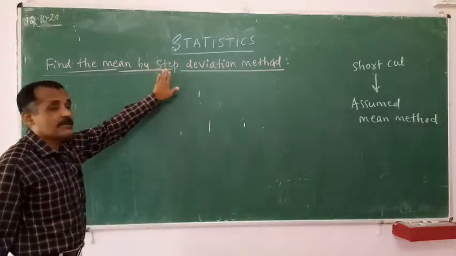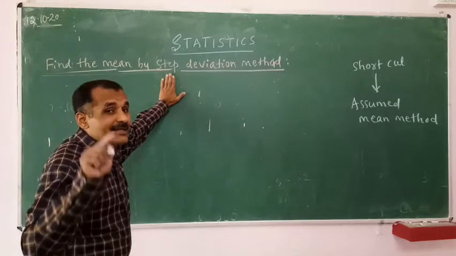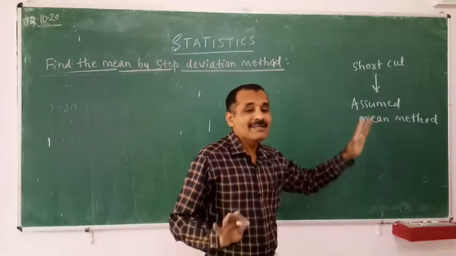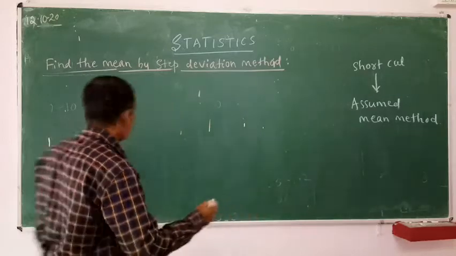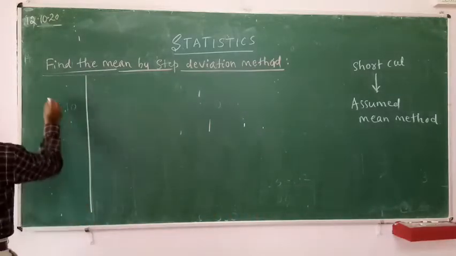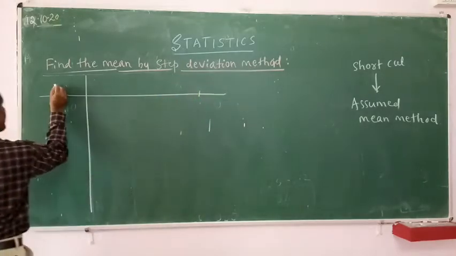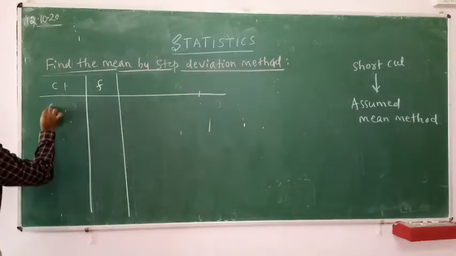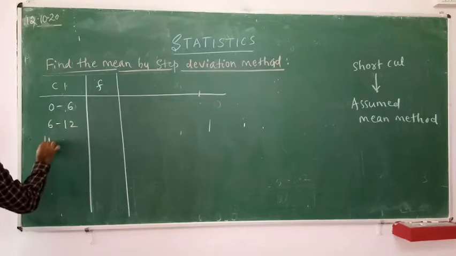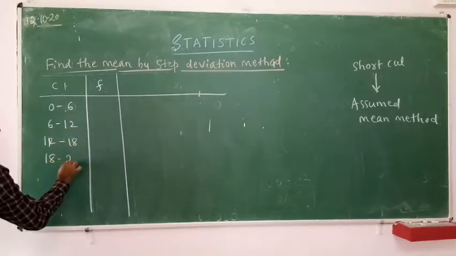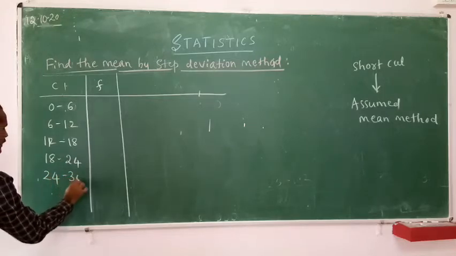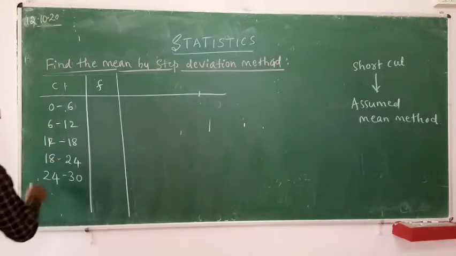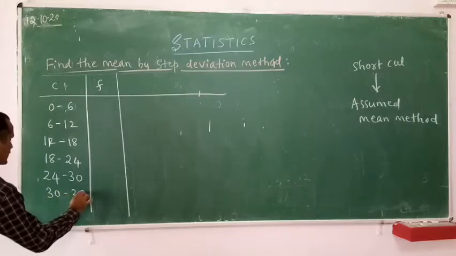Now we are going for the third and final method of finding mean, the step deviation method. Those who have understood the assumed mean method very clearly, for them this will be very, very simple. Okay, let us start. Let me go for a problem. The class intervals are 12 to 18, 18 to 24, 24 to 30, and if you want, I can take one more, say 30 to 36 also.